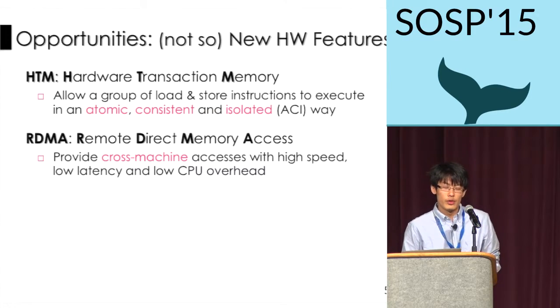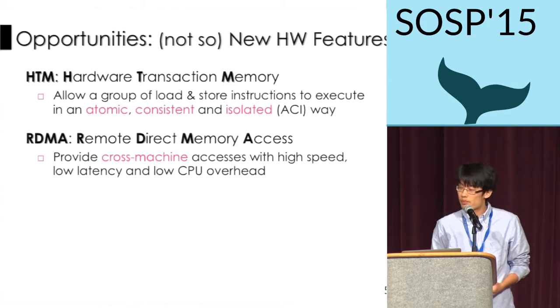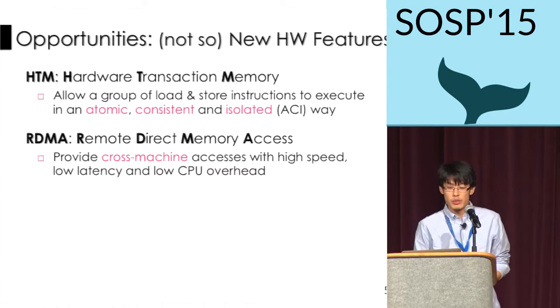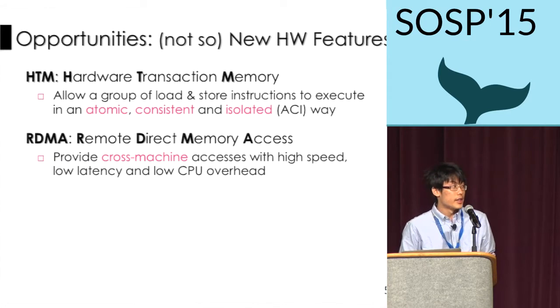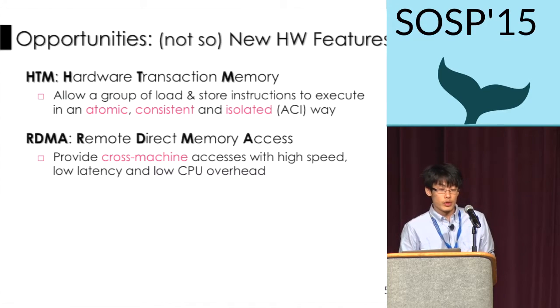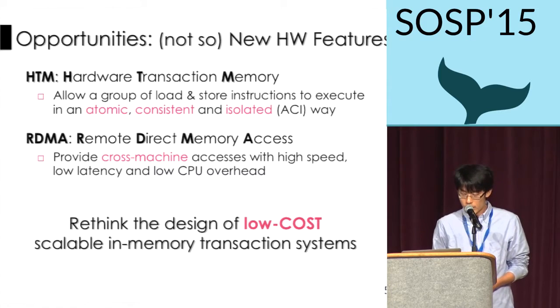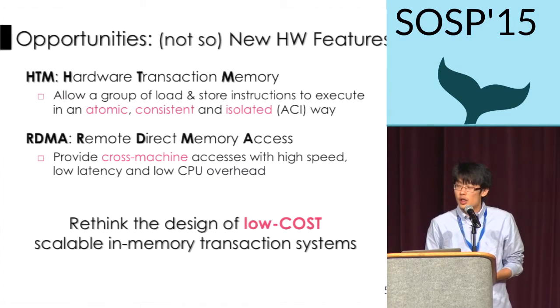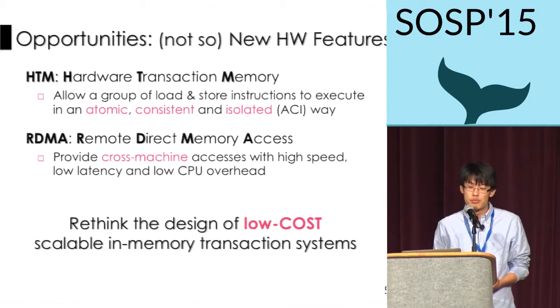On the other hand, we have noticed that there are many advanced hardware features available for us to use. One example is hardware transactional memory, which allows a group of load and store instructions to be executed in an atomic, consistent, and isolated way, whose ideas originate from database transactions. Another example is remote direct memory access, which allows cross-machine accesses with high speed, low latency, and low CPU overhead. These two features give us opportunities to rethink the design of a low-cost and scalable in-memory transactional system.